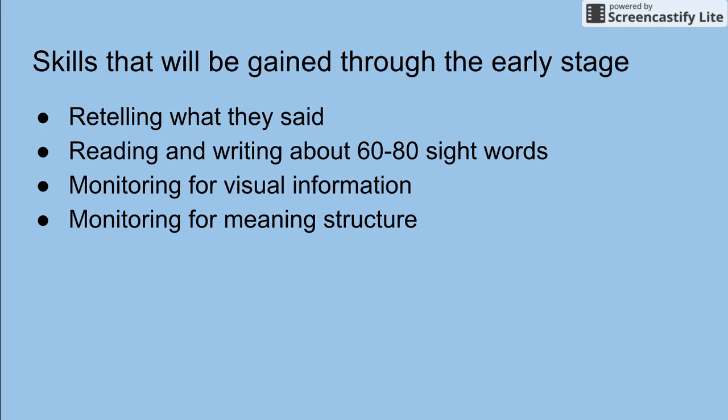This is where they're going to fall into. Reading and writing about 60 to 80 sight words. That's a pretty big jump from the last one. We were only at about 40, we're only at 30 before. We're going to monitor for visual information and monitor for meaning and structure to make sure the words all fit correctly in there and look correct.